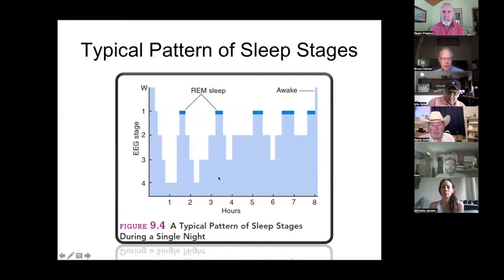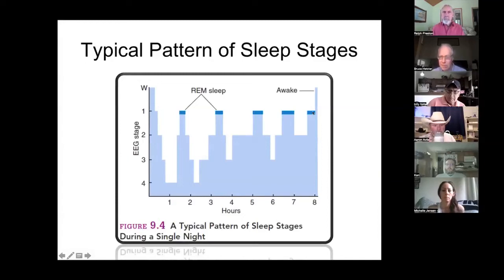Now, you'll also notice that the deeper stages of sleep drop out over the course of the night. So early on in the night, you go down to stage 4, then back to REM, and then you're in stage 4, but not as long, and then it vanishes, and you're just alternating between REM and stage 3. Stage 3 gets shorter, then it drops out, and finally you're just going between REM sleep and stage 2.